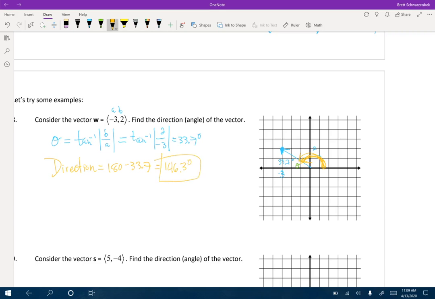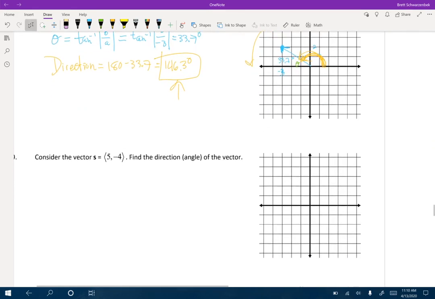One thing to take note of: because 146.3 is between 90 and 180, we know that the vector has to be in quadrant 2. That's why the angle measure is very valuable for you, because it tells you where the vector is going to be. All right, let's try some more examples.